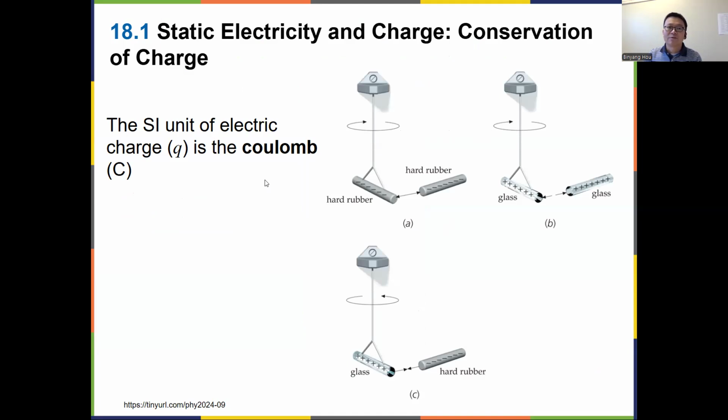The SI unit for electric charge is the coulomb, capital C, and we typically use small q for charge. You can also use large Q, but since we just got out of thermodynamics, where large Q was used for heat, we will stick with small q for a little while. You might see some other textbooks use capital Q. That's fine.